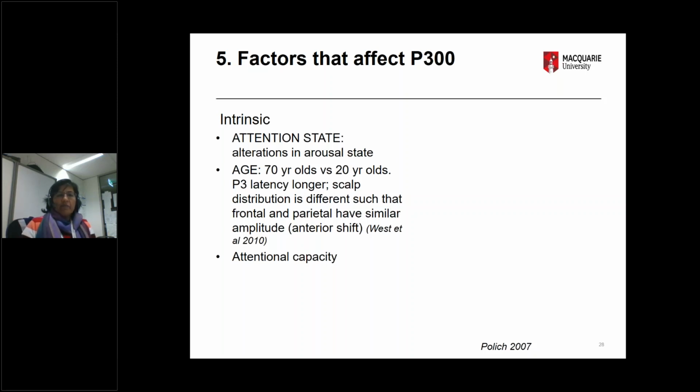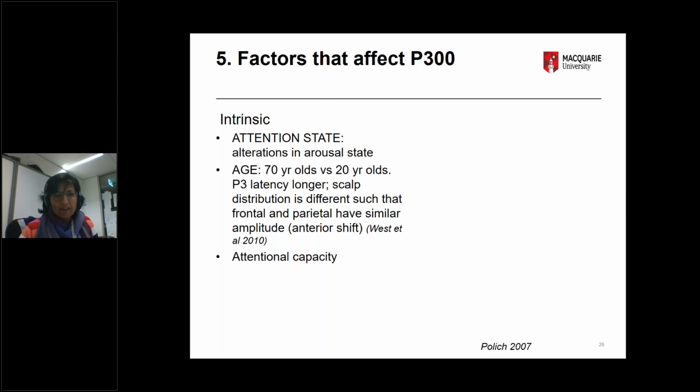First of all, there are some intrinsic factors: attention state or the arousal state. This is what I often tell my students. If I were after an hour of listening, and that's probably what's going to happen to some of the listeners today as well, if you're tired, and that is going to contribute, and if I were recording your P300, there would probably be a difference in the P300 amplitude when you started listening to somewhere an hour later.